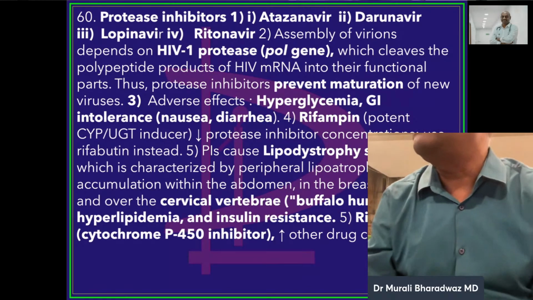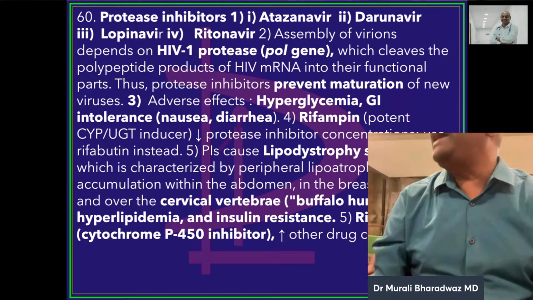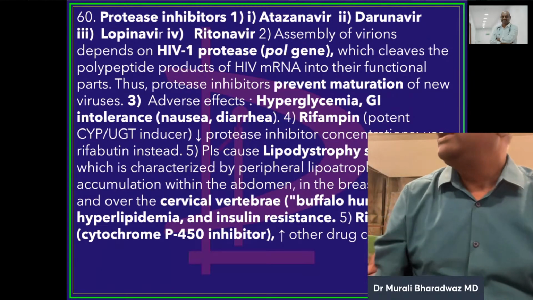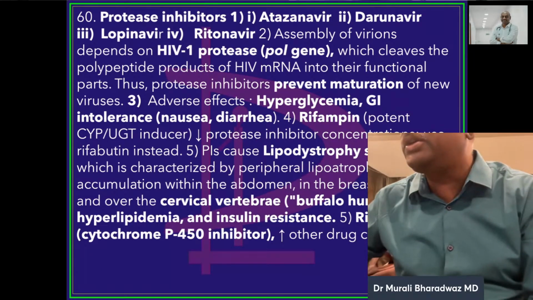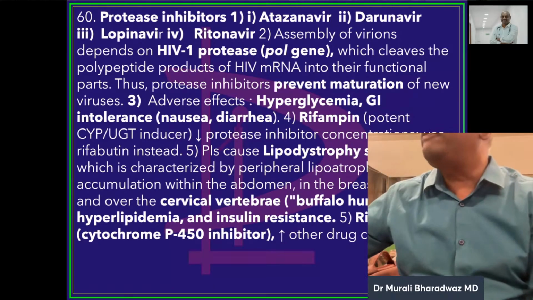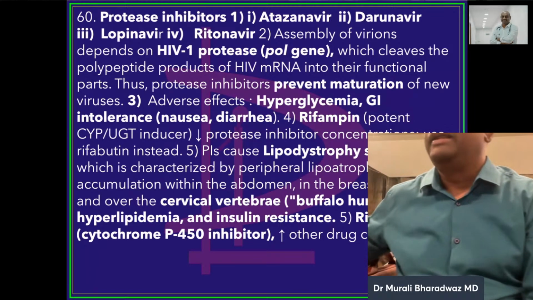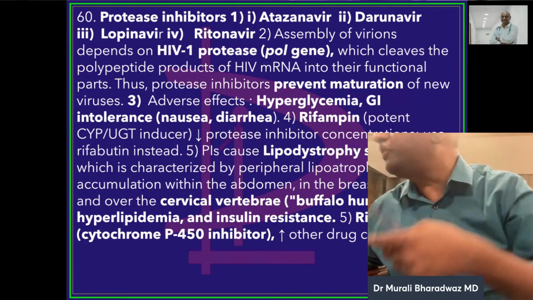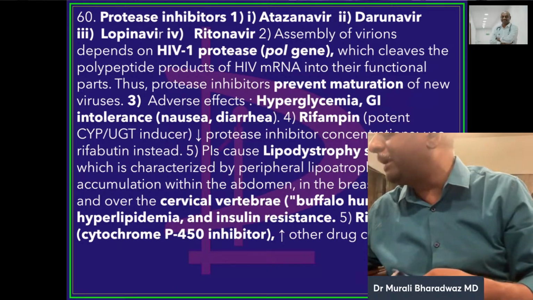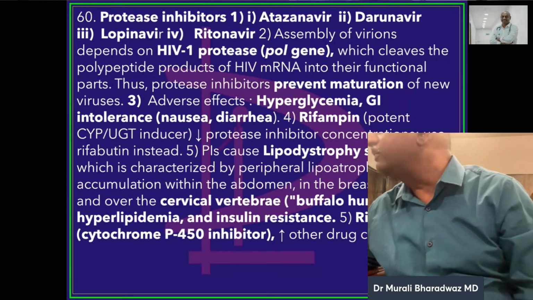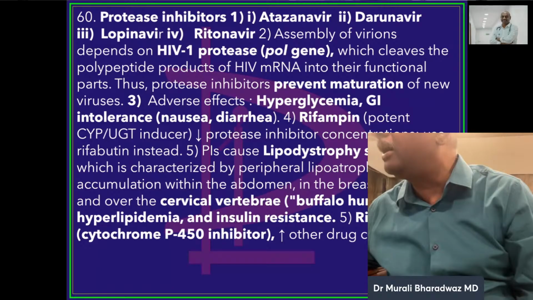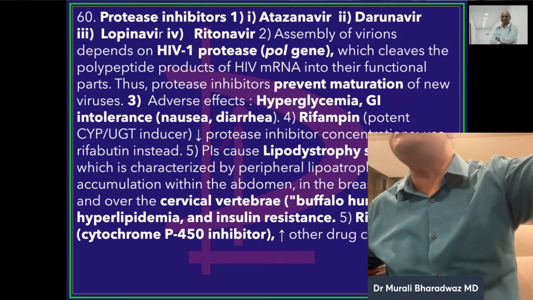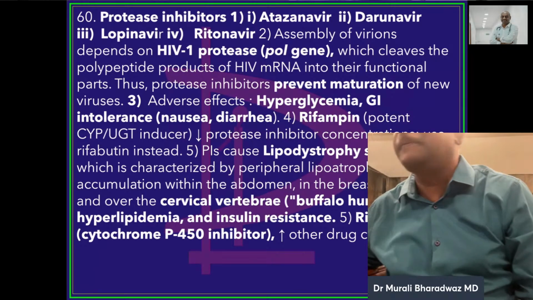What are the main side effects of them? Hyperglycemia, GI intolerance. Similarly, TB and HIV can coexist very often. If you are using rifampicin to treat the TB, that increases the P450 and will increase the metabolism of these protease inhibitors, and that will lower the protease inhibitor concentration. They become ineffective. That's the reason when TB is there, instead of rifampicin, use rifabutin, which doesn't interfere with the protease inhibitors.